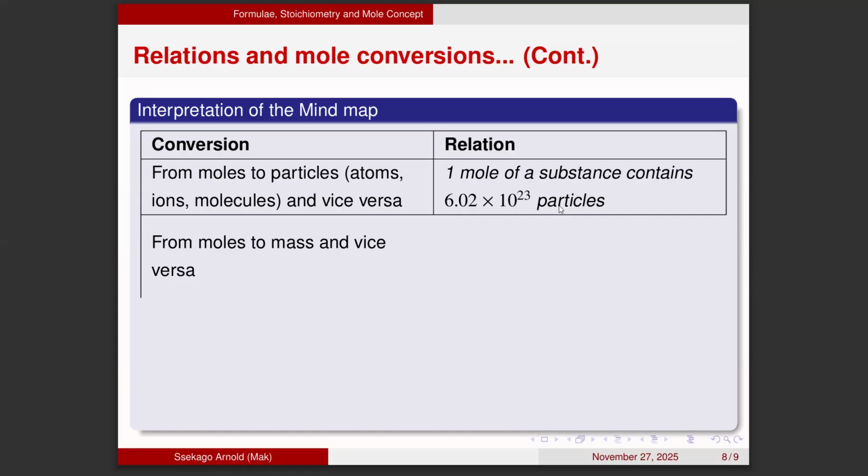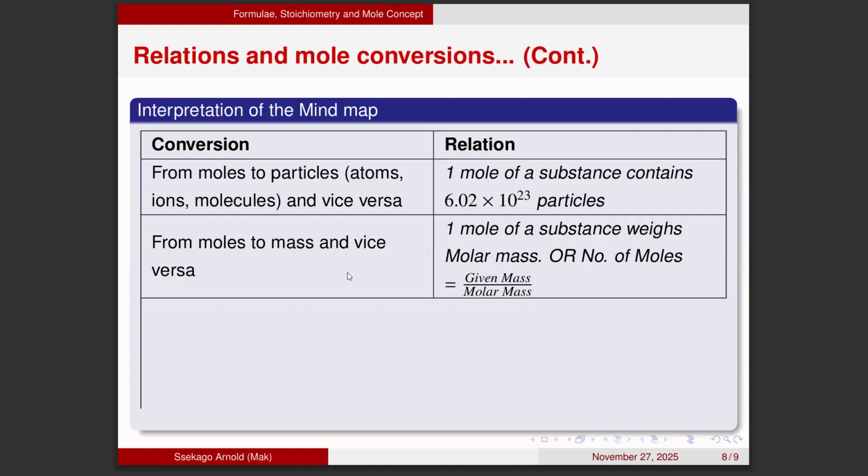Then we also have conversion from moles to mass and vice versa. Vice versa means from mass to moles. What do we use? We use: 1 mole of a substance weighs its molar mass. This is the same as saying 1 mole of a substance equals molar mass, or number of moles is equal to given mass over molar mass. We are going to see applications of these relations. As for now, you can just note them down. You've seen this information before. Let me hope I'm clear.